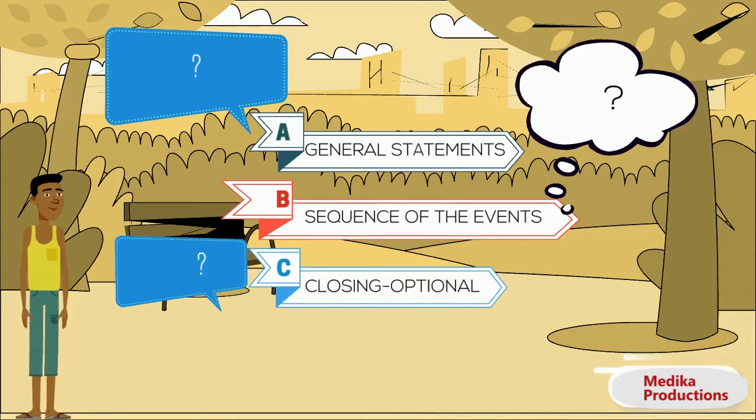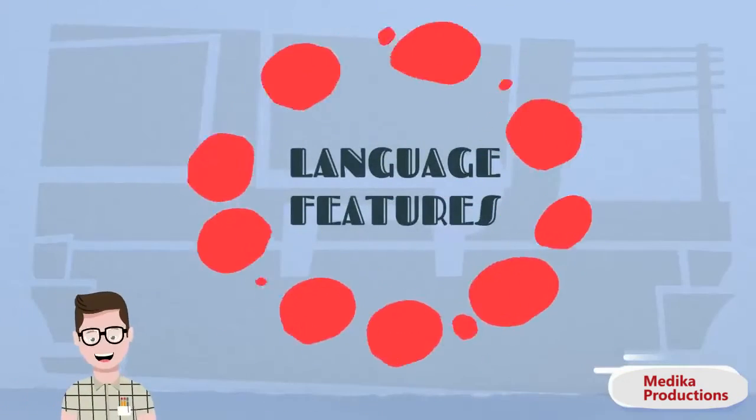And the third structure is closing. This is optional. Closing part is not listed in the general structure of the explanation text. However, sometimes the last paragraph of the explanation text looks like a closing. It's actually a part of the sequence of the events. It's not complete if we cannot talk about the language features.